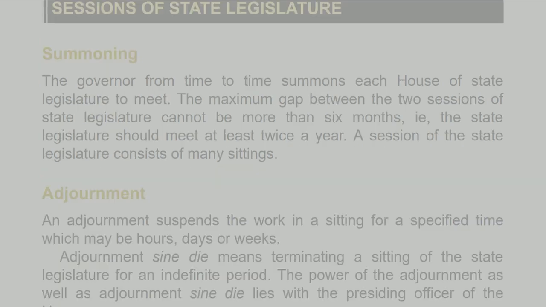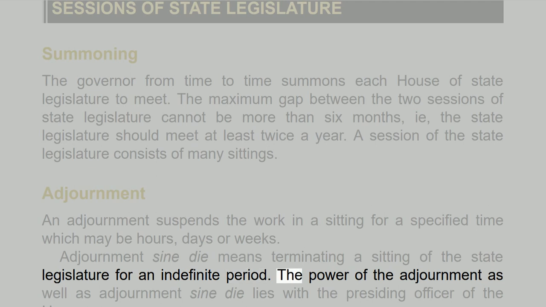Sessions of State Legislature. Summoning. The Governor from time to time summons each House of State Legislature to meet. The maximum gap between the two sessions of State Legislature cannot be more than 6 months, i.e., the State Legislature should meet at least twice a year. A session of the State Legislature consists of many sittings. Adjournment. An adjournment suspends the work in a sitting for a specified time, which may be hours, days or weeks. Adjournment sine die means terminating a sitting of the State Legislature for an indefinite period.